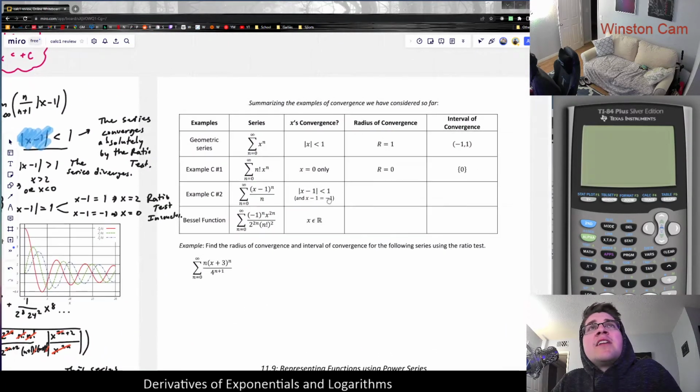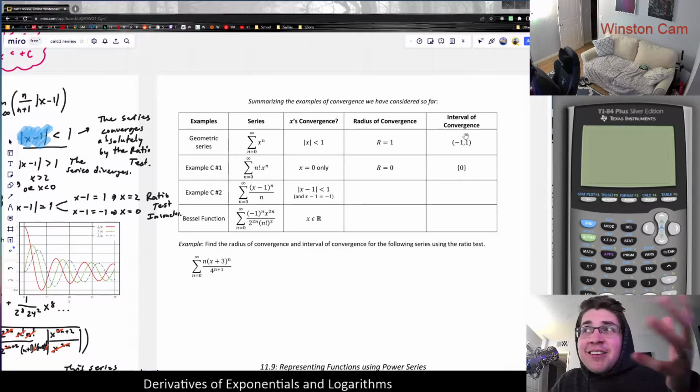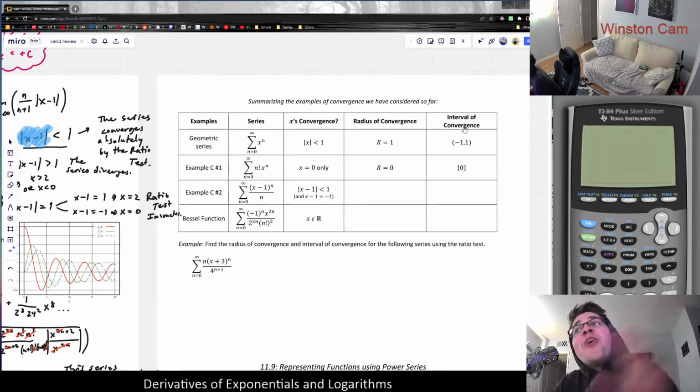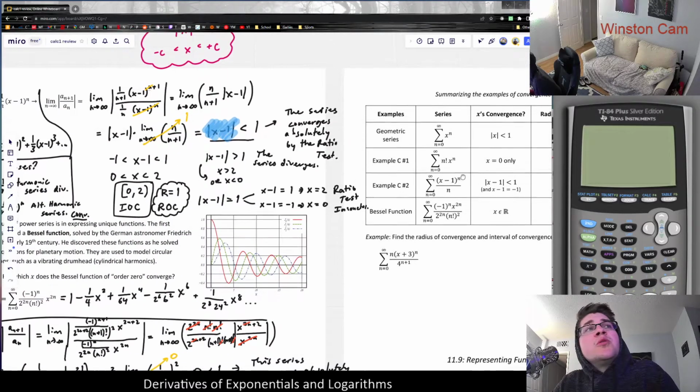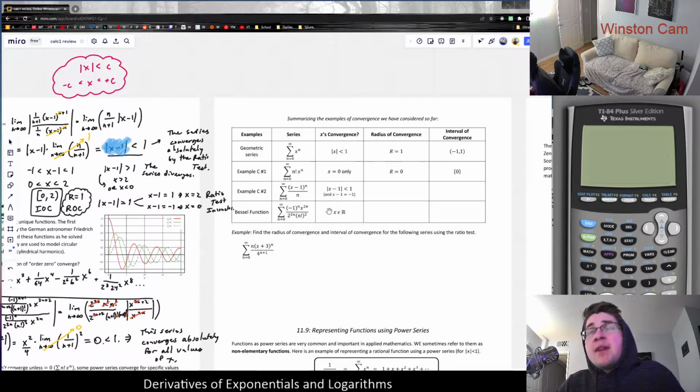Summarizing a lot of our examples, a geometric series is a good example of a power series that has a finite interval of convergence. Well, there's an infinite number of numbers in there, but it's not all real numbers. It only converges from -1 to 1, not including either of the boundary points, with a small radius. We looked at this example, which only converges at 0, and you could say technically there is no interval, or you could just say it's the set containing 0 itself with a radius of 0. With example C number 2, so example C were these two that we did here, with this one we solved that it had a radius of convergence of 1.